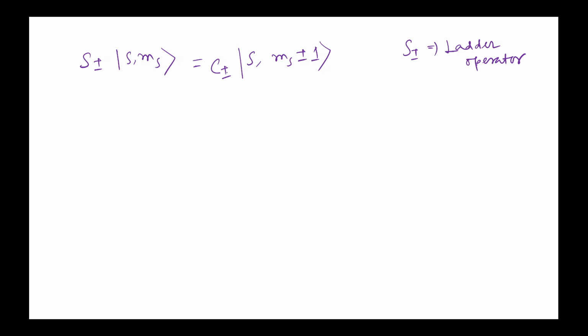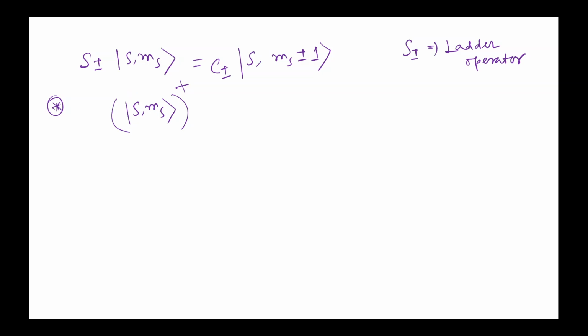So let's try to find out this C plus minus. How are we going to proceed? You know that the |S, ms> are the eigenfunctions of the S square and Sz operators, so they are definitely normalized and orthogonal, right? So we can write <S, ms| dagger, or rather, they are giving you this function.